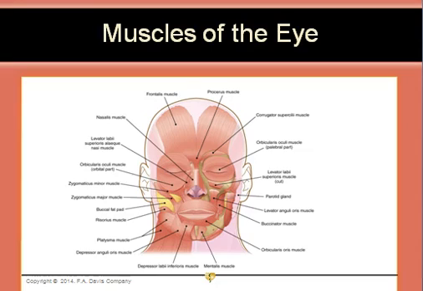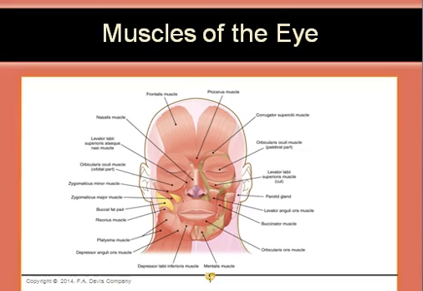The orbital portion of the orbicularis oculi muscle encircles the eye and the palpebral portion is in the eyelids. The action is to close the eyelids.